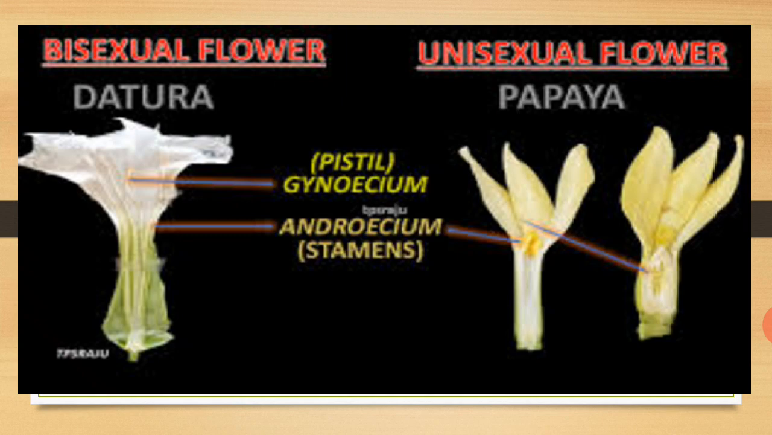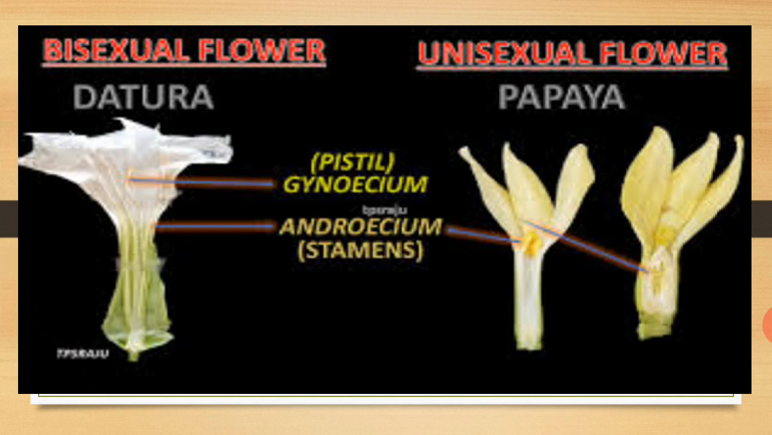Children, we will be learning about the kinds of flowers. There are two kinds of flowers, bisexual flower and unisexual flower. You can see the flower of datura and flower of papaya is shown. Here, the bisexual flower means such a kind of flower which has both the male and the female reproductive part. But in case of unisexual flower or monosexual flower, they have only one, either male or female reproductive part.